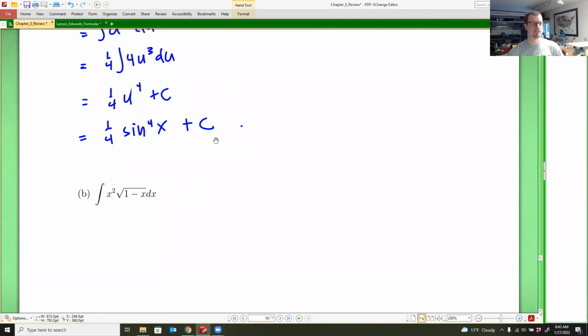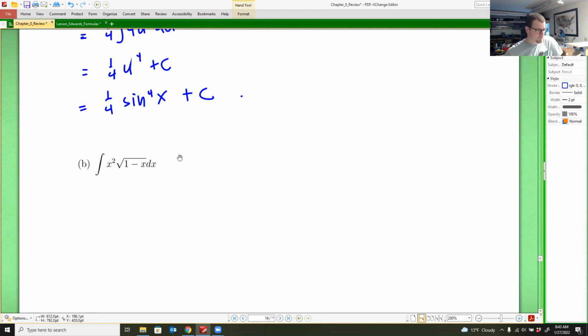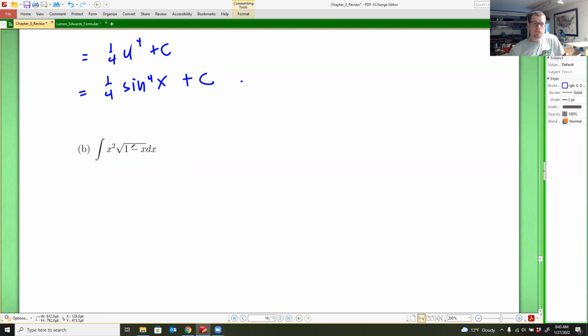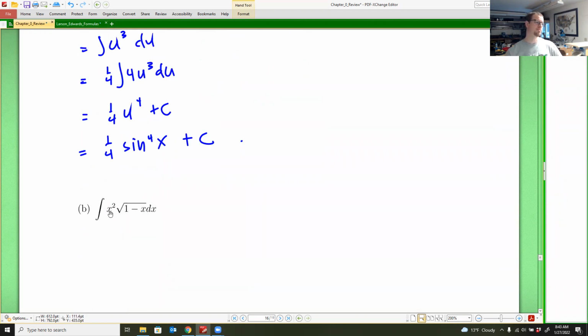Not necessarily. It could look a little bit more complicated than that. So this one is an example of that. Using a substitution, again, what we want to do is simplify the most complicated thing. So is x squared complicated, or is the square root of 1 minus x complicated? Well, I would argue that the square root of 1 minus x is complicated. But much like I didn't replace sine cubed of x with u, I'm not going to replace the square root of 1 minus x with u.